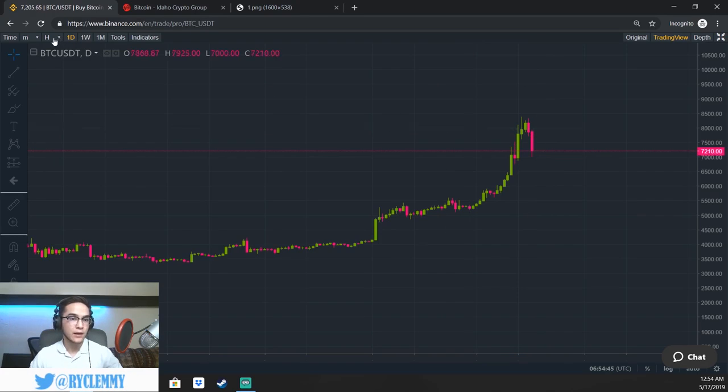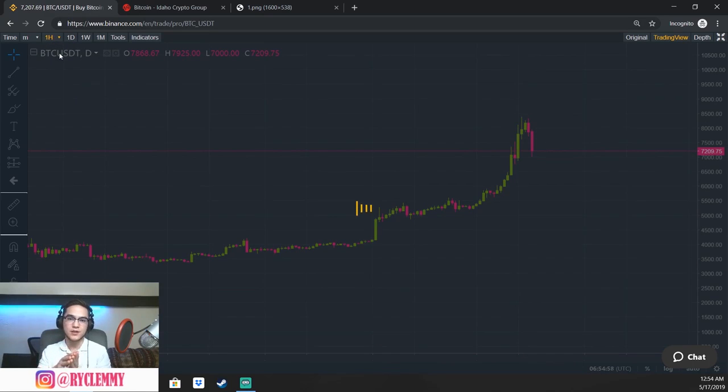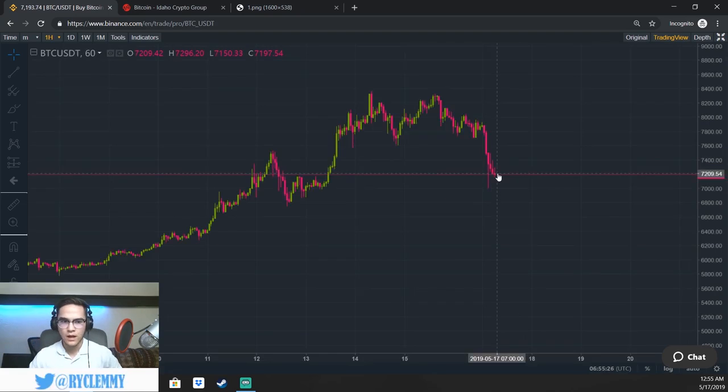Okay, and then you can break it down into even smaller time frames. So here under the H drop down menu, you have 1 hour, 2 hour, 4 hour, 6 hour, 12 hour. So if we go to like the 1 hour chart, this is where you can get a closer look at what the market's doing in a more immediate sense and a more immediate perspective. And now you can see that each of these candlesticks is exactly 1 hour long.